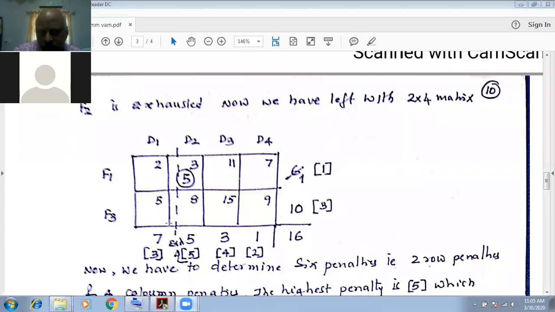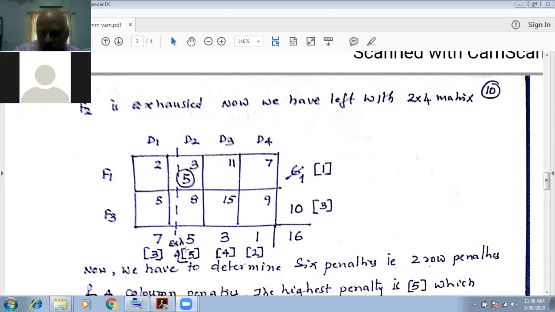The next least cost is 8. So therefore the penalty is 3. Similarly, I'll go for column wise penalties. The difference of 2 and 5 is 3. Difference of 3 and 8 is 5. Difference of 11 and 15 is 4. Difference of 7 and 9 is 2.